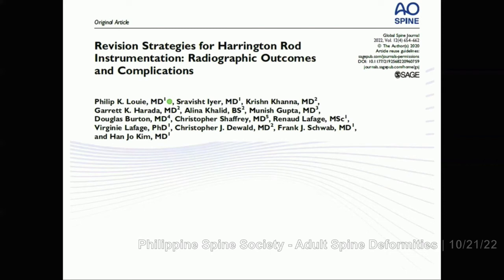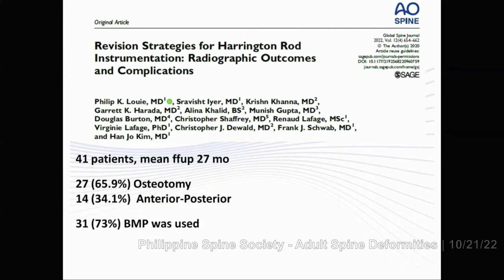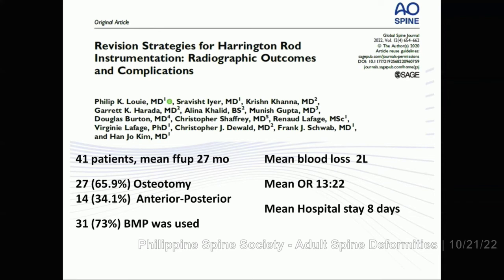The more recent publication by Louis in 2022 is the largest retrospective cohort study to date. It reports 41 patients who underwent Harrington rod instrumentation with a mean follow-up of 27 months. In this series, the majority of the patients had posterior osteotomy only, while 14 had anterior-posterior surgery. Because of the high risk for pseudoarthrosis, rhBMP-2 was employed in 73%. The mean blood loss in this group is 2 liters, and the mean OR time was 13 hours and 22 minutes. Patients stayed in the hospital for an average of 8 days.